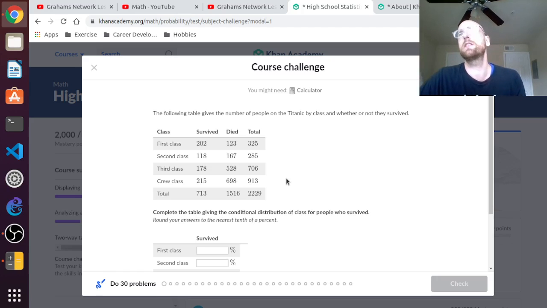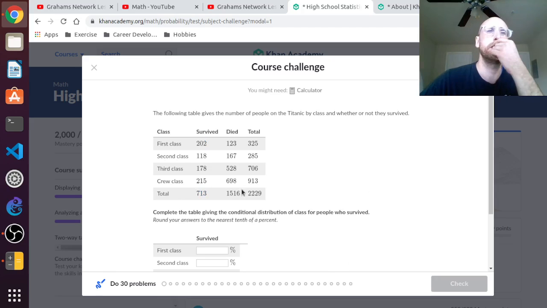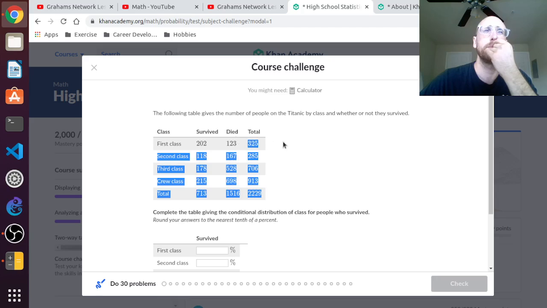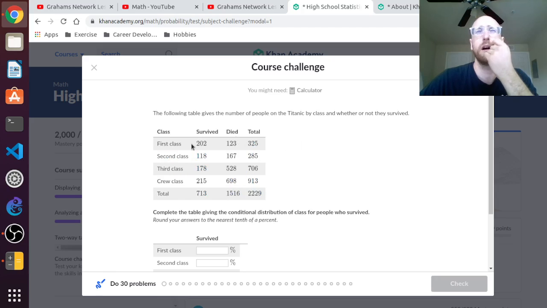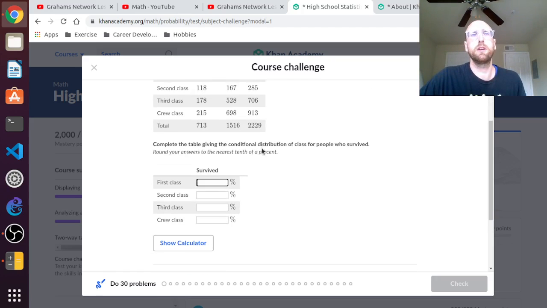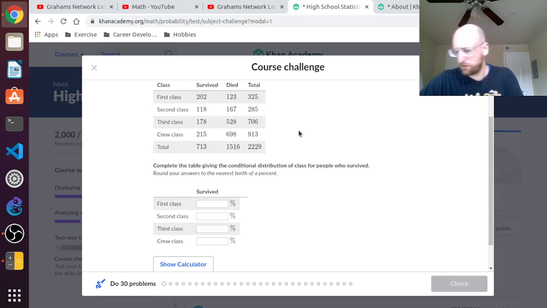Where I could get this problem wrong is if I didn't understand what they're asking for, a ratio or a percentage here. They're asking for people who survived as a proportion of total people. And I don't know if they mean total people on the ship, total people who survived, or total people in the respective class. But I'm going to go with survived divided by total. So for here, it's going to be 202 divided by 713, which I will use a calculator for.